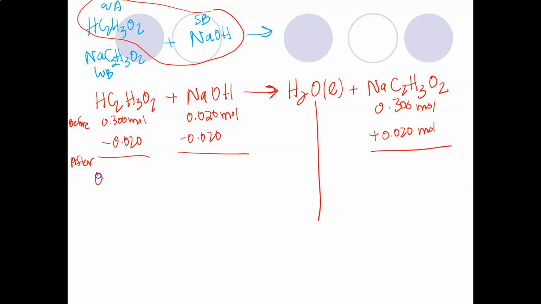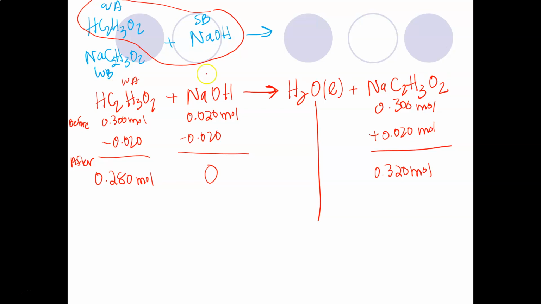So what's going to happen is at the end, there's going to be less acetic acid than we started with. The sodium hydroxide is completely gone. And there's going to be more sodium acetate than we started with because it got produced. So we have changed our buffer. Our buffer amounts have changed. But the question is asking for the pH. So we have to look at what type of chemicals we have.